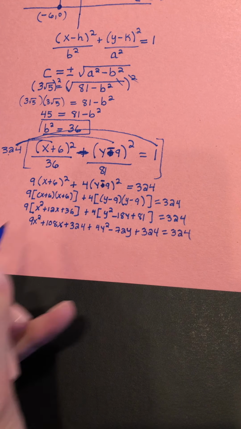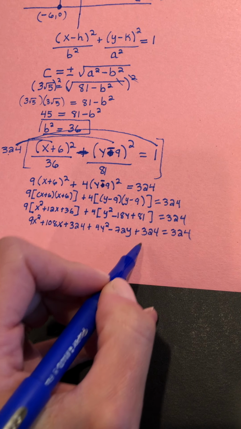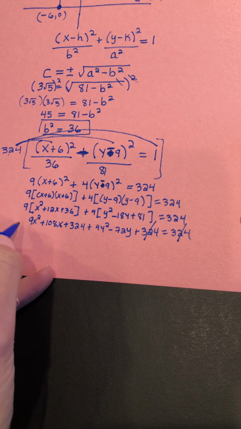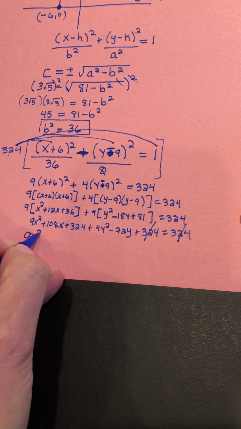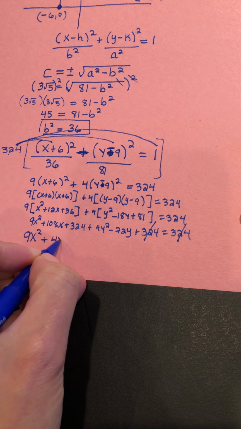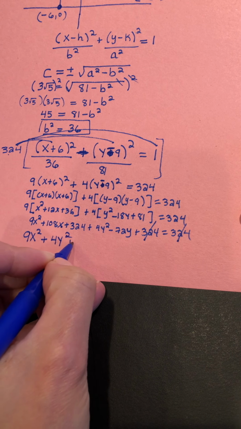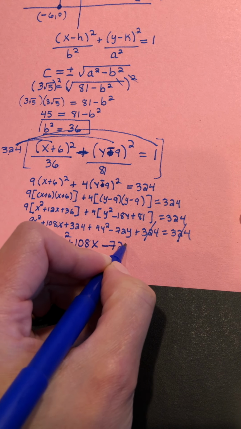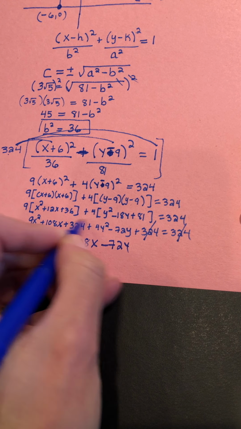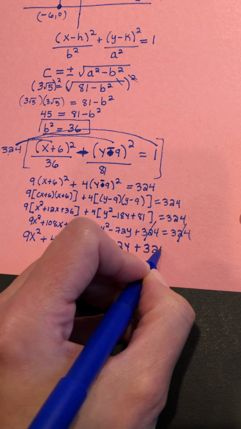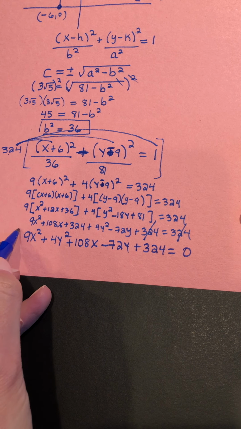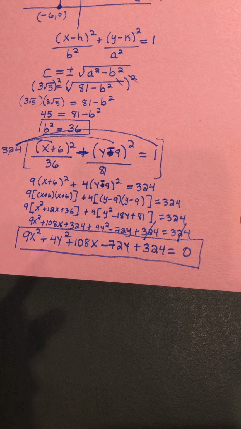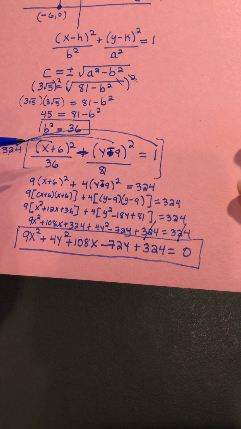And all that remains is I need to put this in the right form. You can see the 324s cancel, and I now just need to put everything in order. So first comes my 9x squared, then comes my 4y squared, then comes my linear x term, then my linear y term, plus my constant. I'm left with 324 equals 0. And this would be your final answer in general form, first gotten by putting everything in standard form.